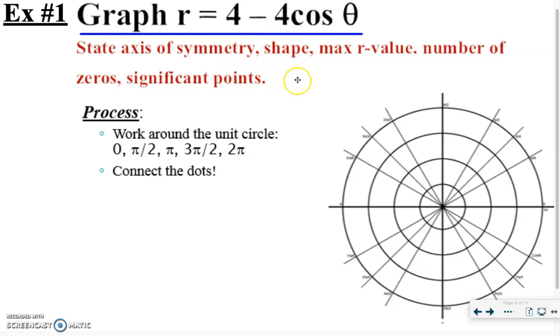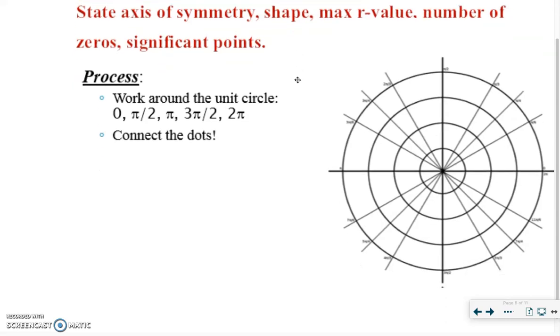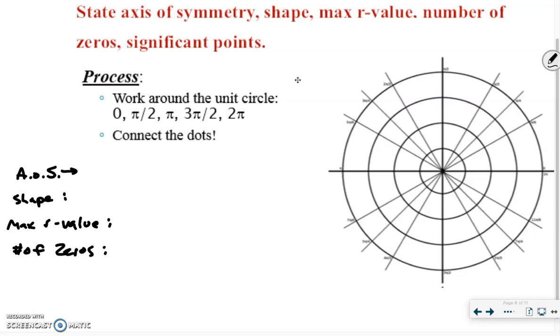So if we're looking at r equals 4 minus 4 cosine theta, as you can see, we have more to do than just find what the sketch is going to look like. We have some other pieces of information to find. Just creating a list here: we want to find the axis of symmetry, the shape, the maximum r value, the number of zeros, and the significant points.